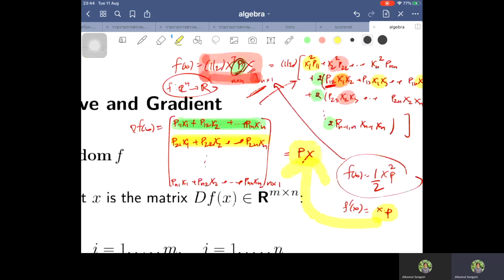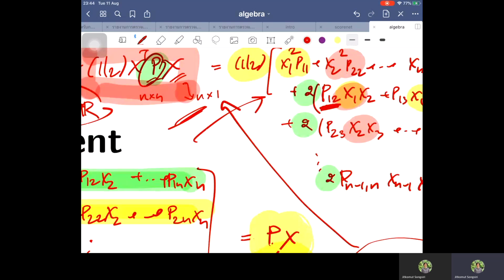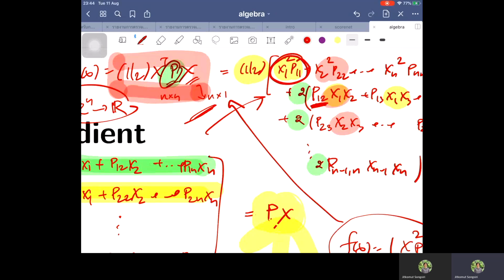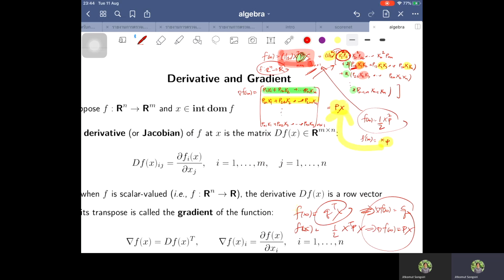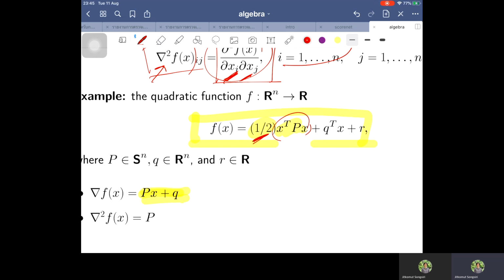Because when we compute the first derivative, when you take the derivative of this term, the power of 2 will be cancelled with 1/2. That's why we have a factor 1/2 here, so that the gradient becomes clean, that is only Px. So you don't have the annoying factor 2 all the time. Now you see that the gradient is Px plus q.